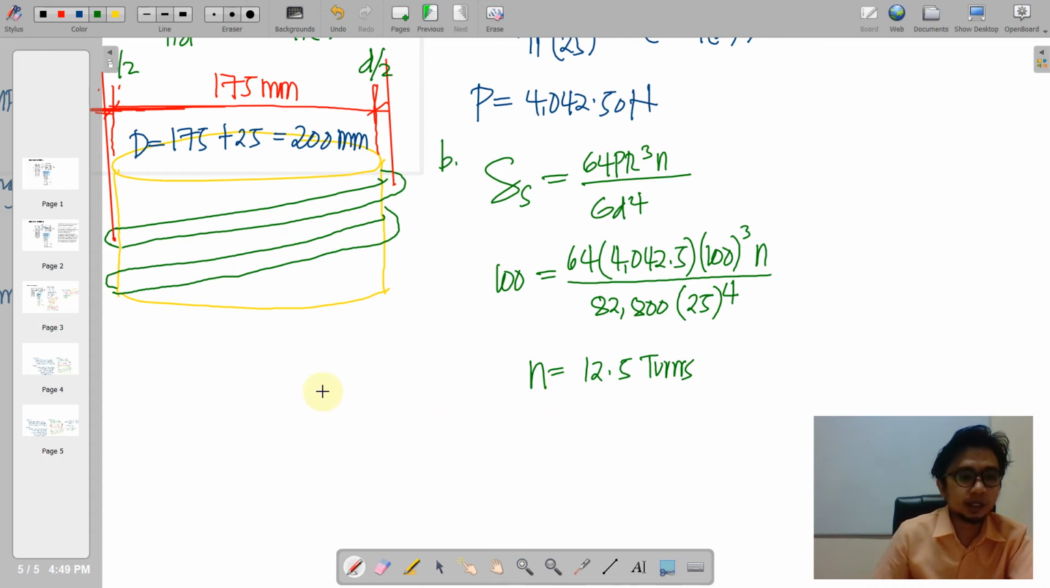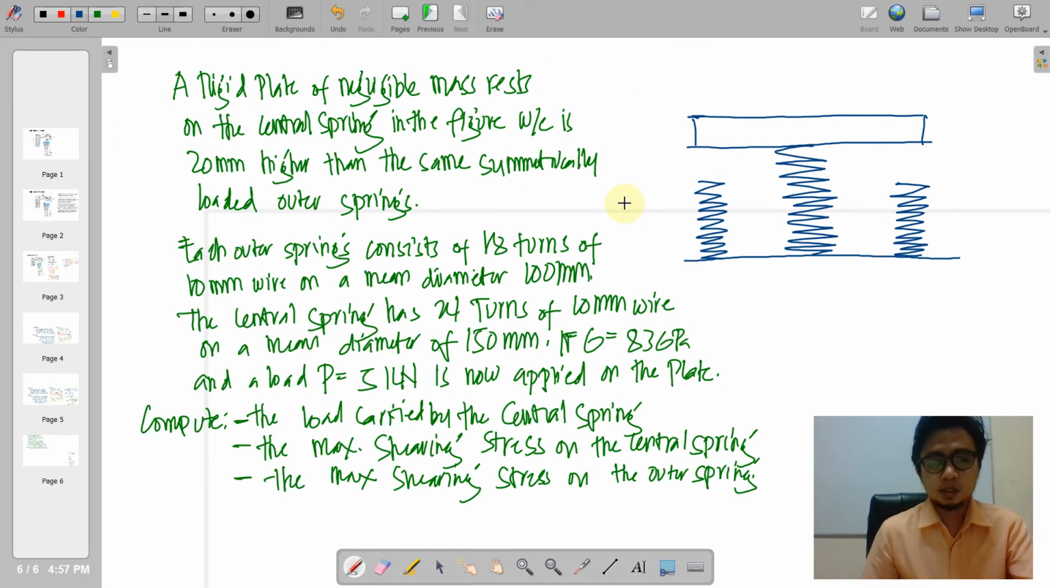Moving on to the next problem, okay, so here's the problem. We have here a rigid plate of negligible mass that rests on the central spring, in the figure. So it is 20 millimeter higher than the same symmetrically loaded outer spring. So these are the outer springs, and they are 20 mm short of the plate.